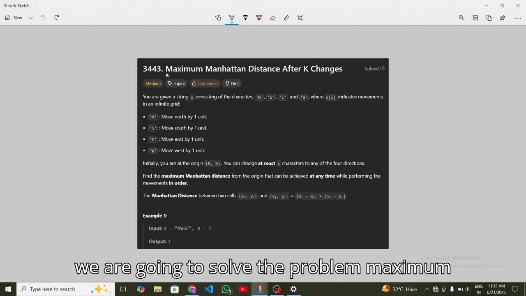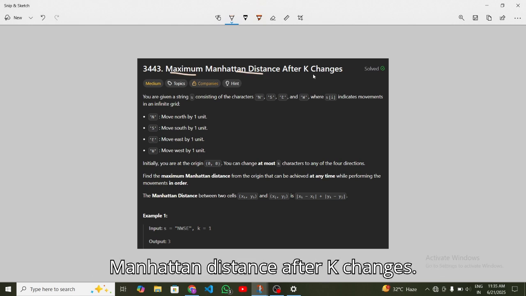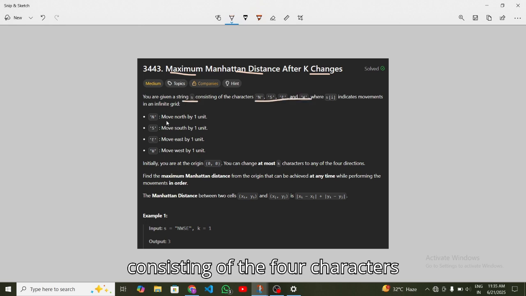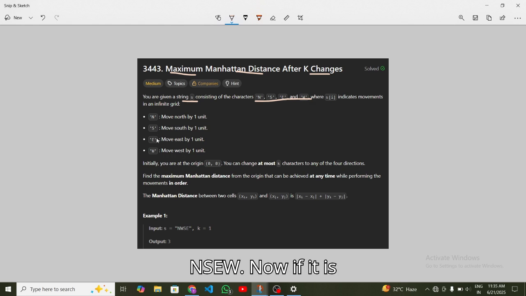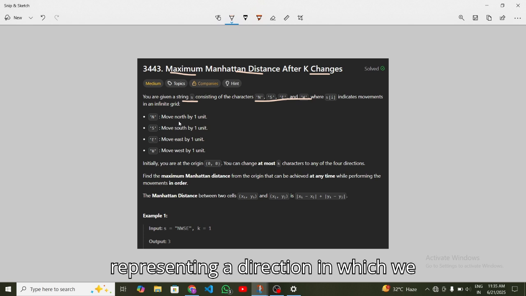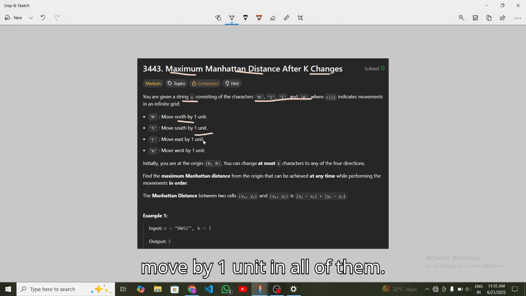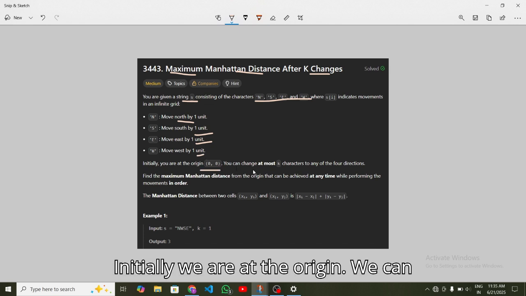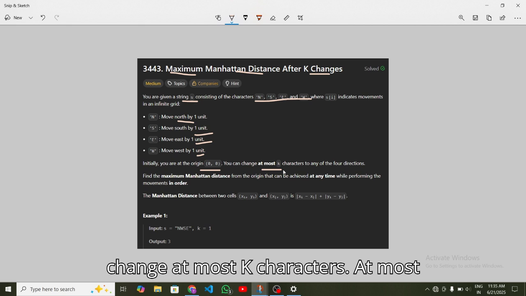Today we are going to solve the problem maximum Manhattan distance after k changes. In this, we are given a string consisting of the 4 characters N, S, E, W. All these 4 directions represent a direction in which we move by 1 unit. Initially, we are at the origin. We can change at most k characters.